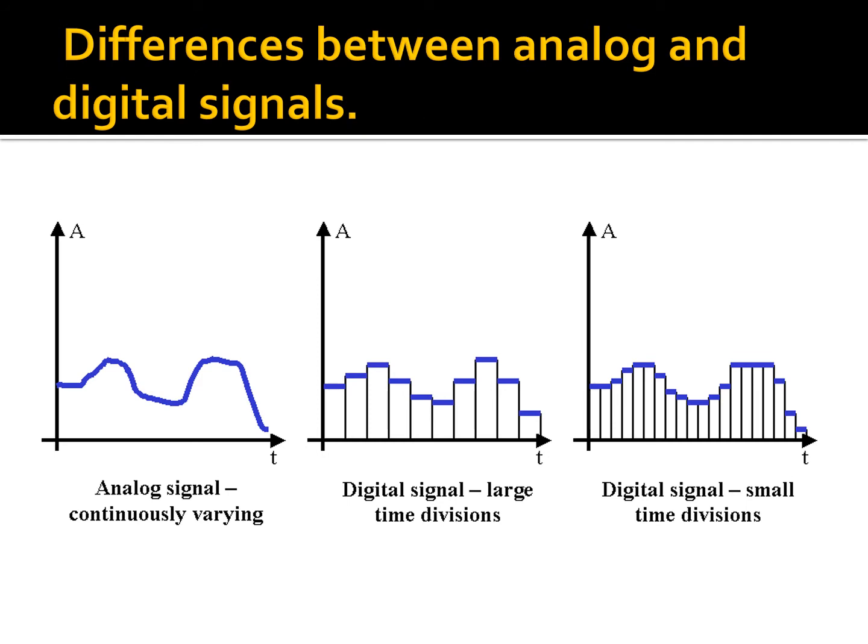So in this drawing, you'll see on the left-hand side the analog signal, which is continuously varying. And then the middle drawing is actually a digital signal of that same wave, but the time divisions are quite large. And then on the right-hand side, I see the digital signal with smaller time divisions, and you can see that it more closely follows the original waves.